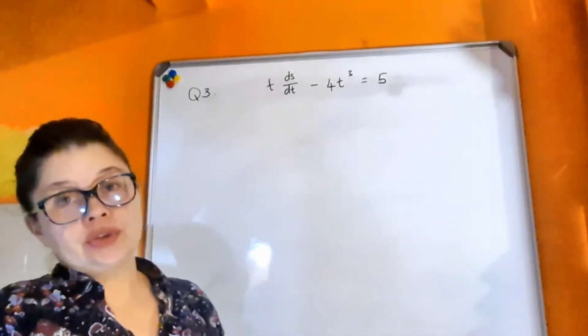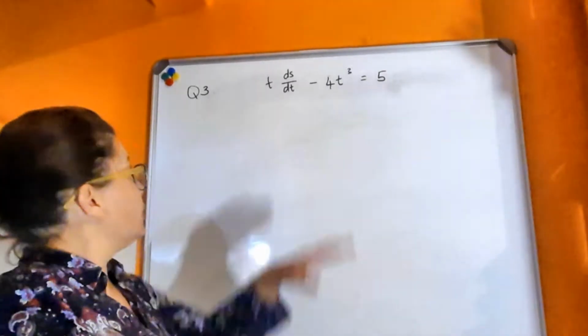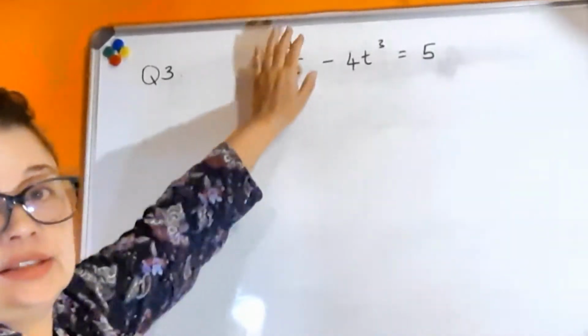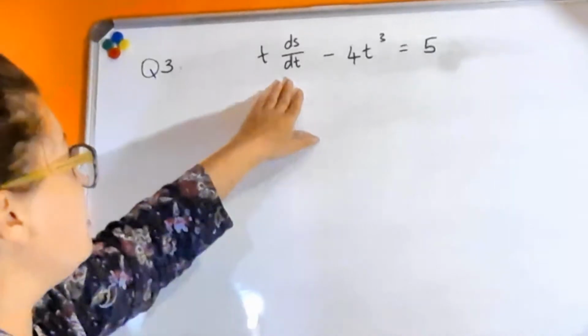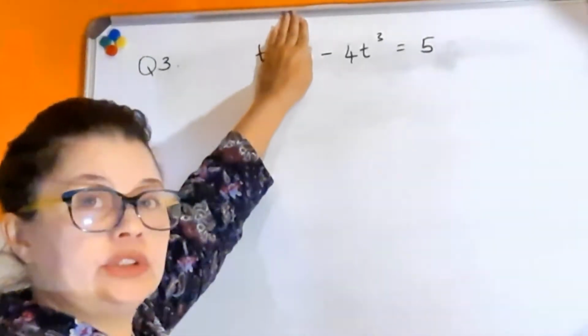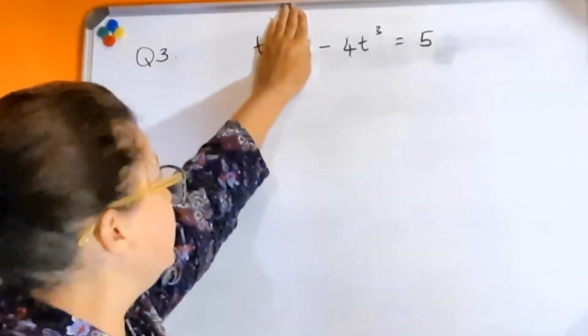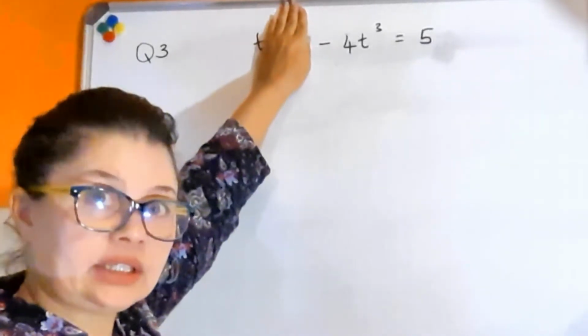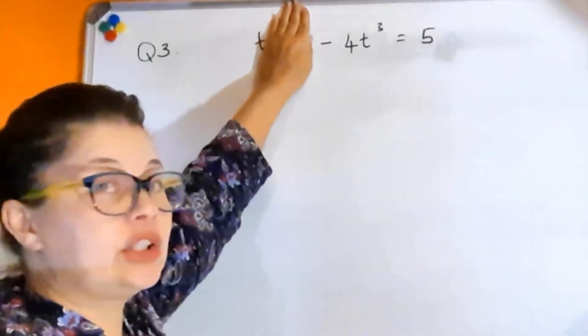Let's have a look at question 3. So the dependent variable in this case is S, your independent is T. If you cover up your derivative and you look at the rest of the equation, you'll see you only have your independent variable, which means that this one is a very straightforward one.